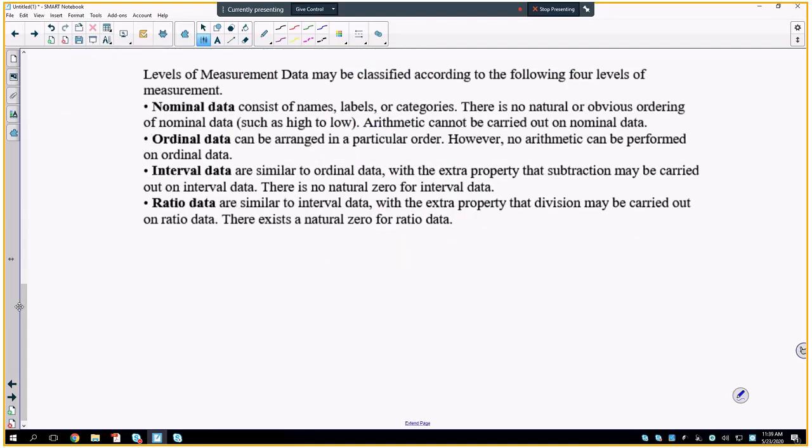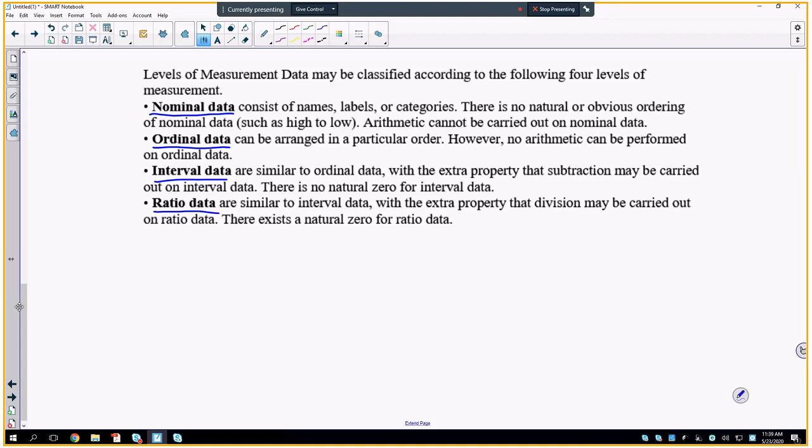Okay, then we have levels of measurement may be classified according to 4 levels. So we have collected some data, and it can either be nominal data, ordinal data, interval data, or ratio data. So let's talk about what those words mean. Nominal data consists of names, labels, categories. So there's no natural or obvious ordering of nominal data, such as highest, lowest, and you can't perform any arithmetic, addition, subtraction, division, that type of thing. So a lot of times this is going to be our categorical data.